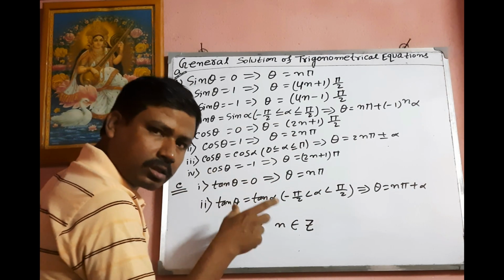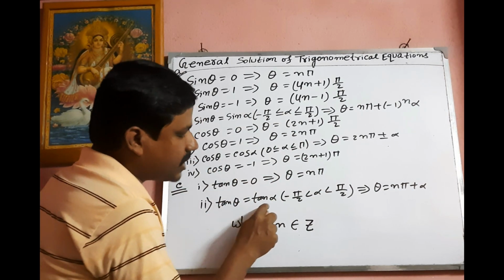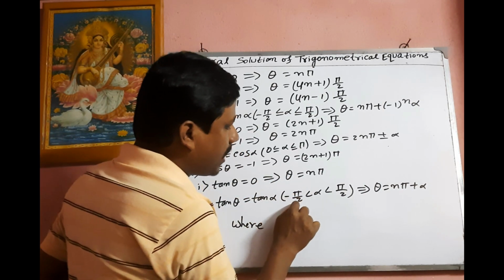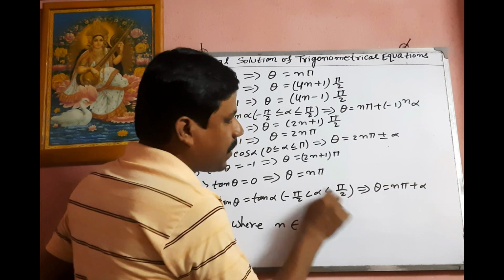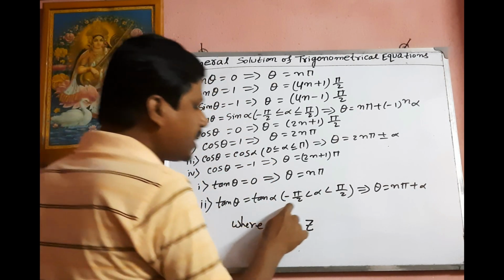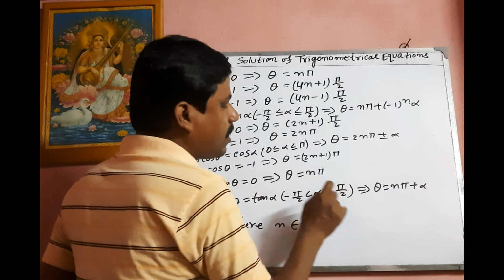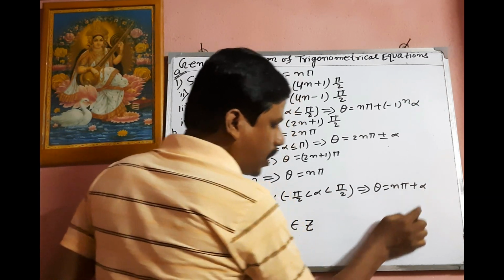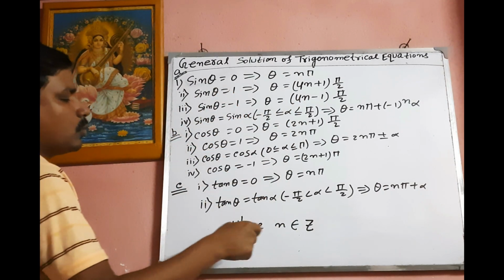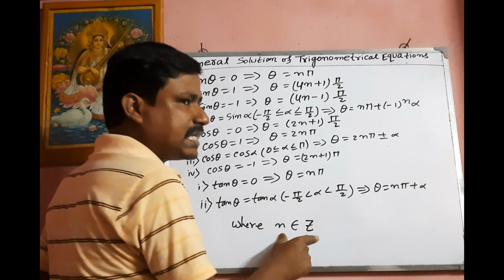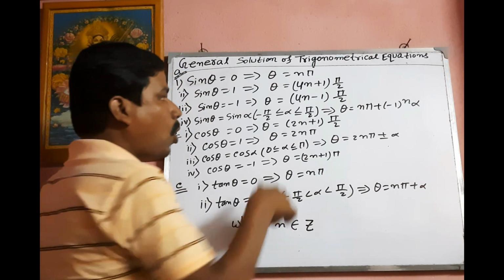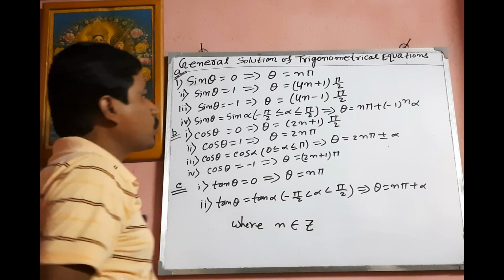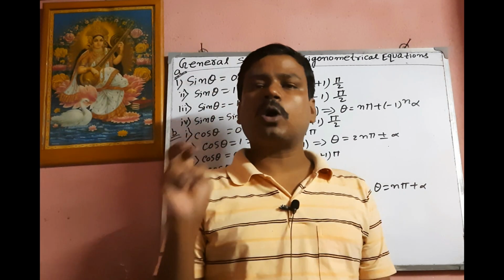Now the next tan theta type formula is tan theta is equal to tan alpha, and the range is minus pi by 2 less than alpha less than pi by 2. Then theta is equal to n pi plus alpha, where n belongs to Z, that is the integers. So all the n we are using in these formulas belongs to Z. So this completes the formula section.